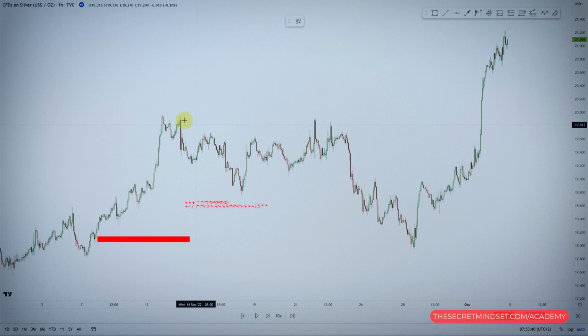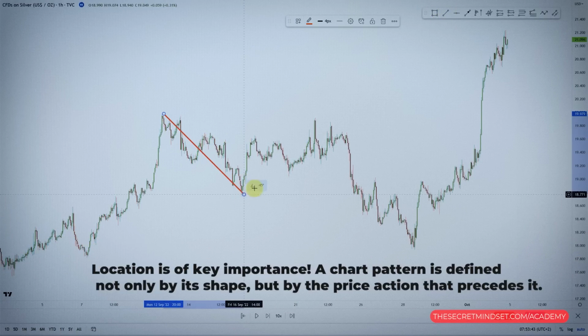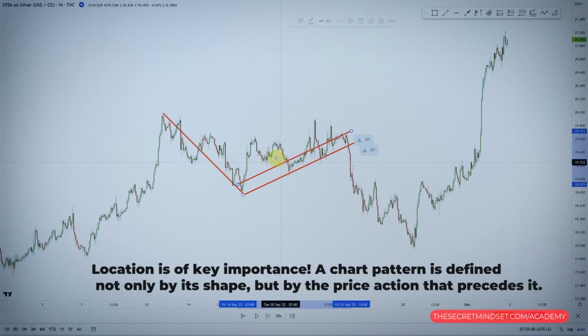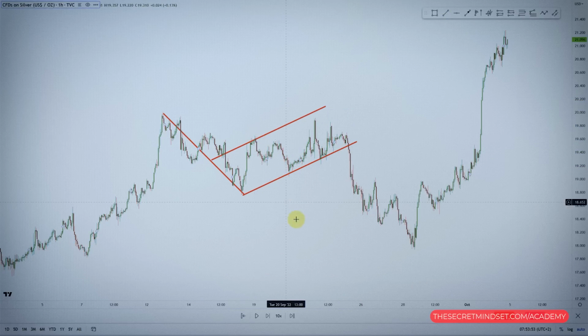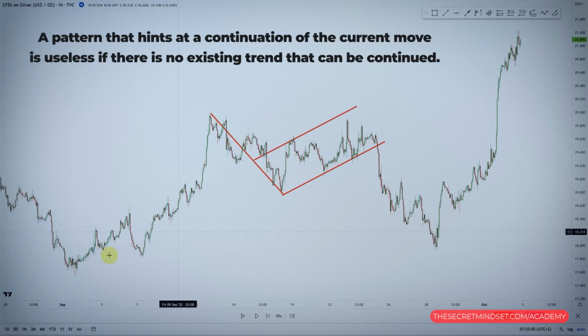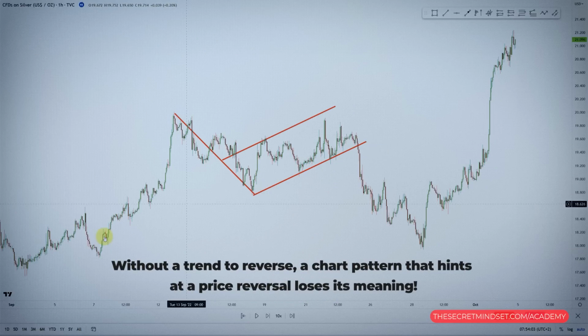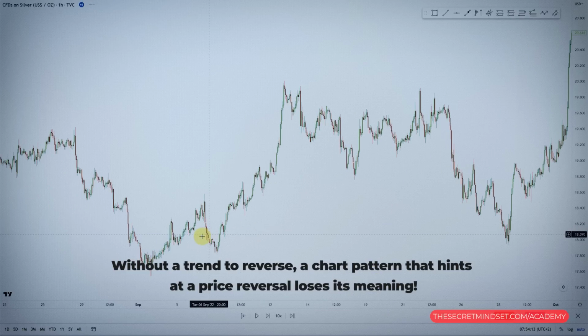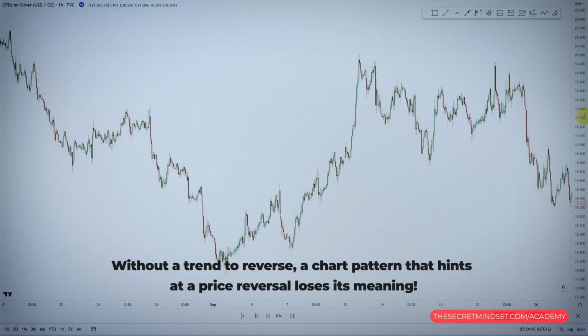When it comes to price patterns, location is of key importance. In fact, it could be said that a chart pattern is defined not only by its shape, but by the price action that precedes it. A pattern that hints at a continuation of the current move is useless if there is no existing trend that can be continued. Likewise, without a trend to reverse, a chart pattern that hints at the price reversal loses its meaning. All patterns must be viewed within the context of the price action that preceded that pattern's formation.